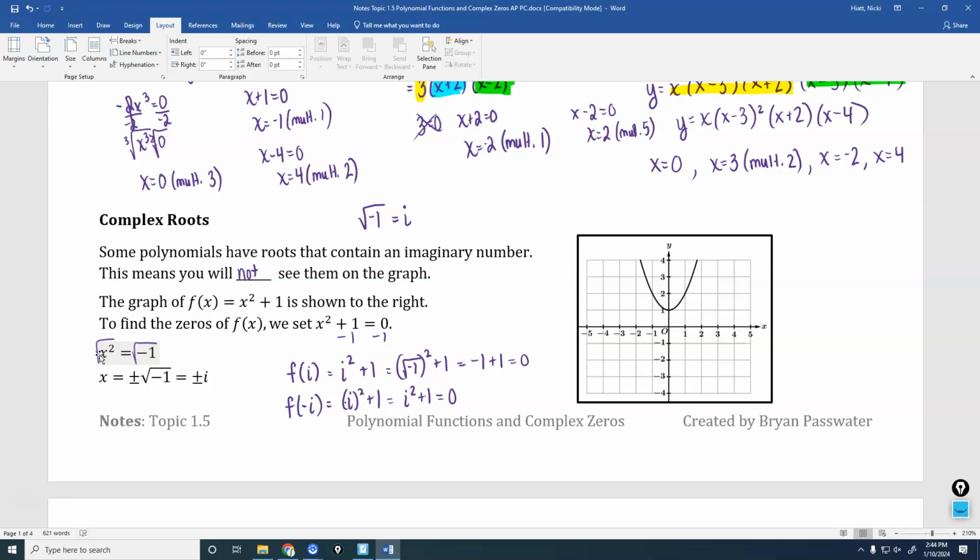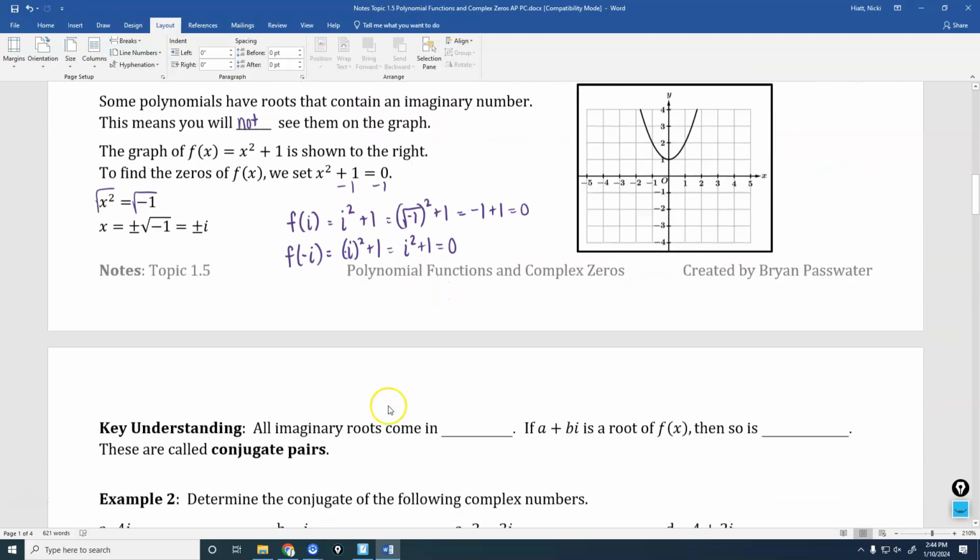I squared is negative 1. We'll get 0 for that as well. So I and negative I make this equation 0. If they are zeros of this graph, but they're not visible. They're zeros of this function, but they're not visible on this graph. These are complex zeros that we're looking at.